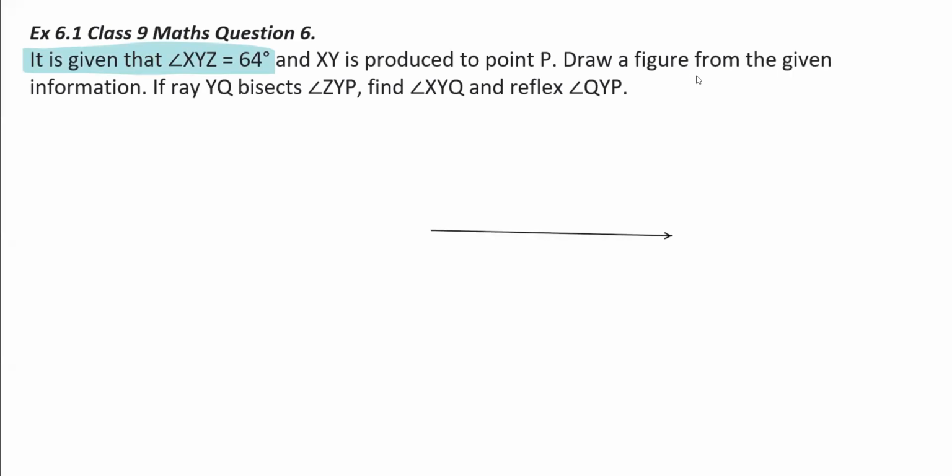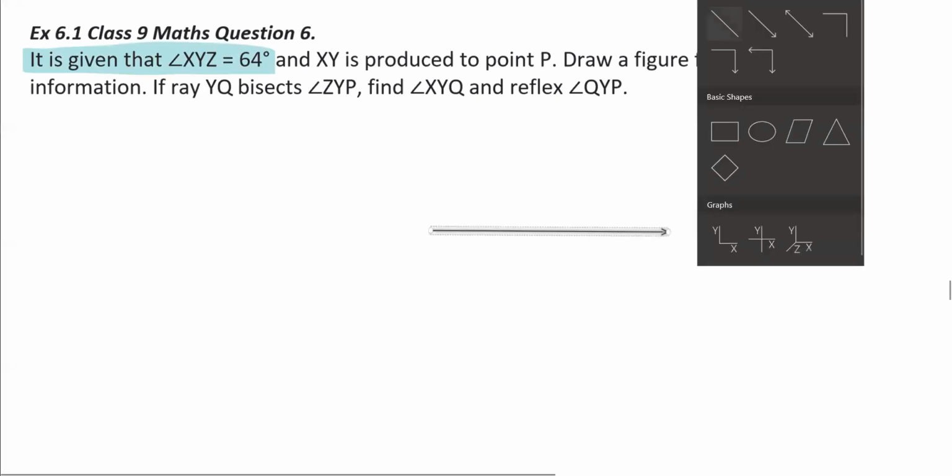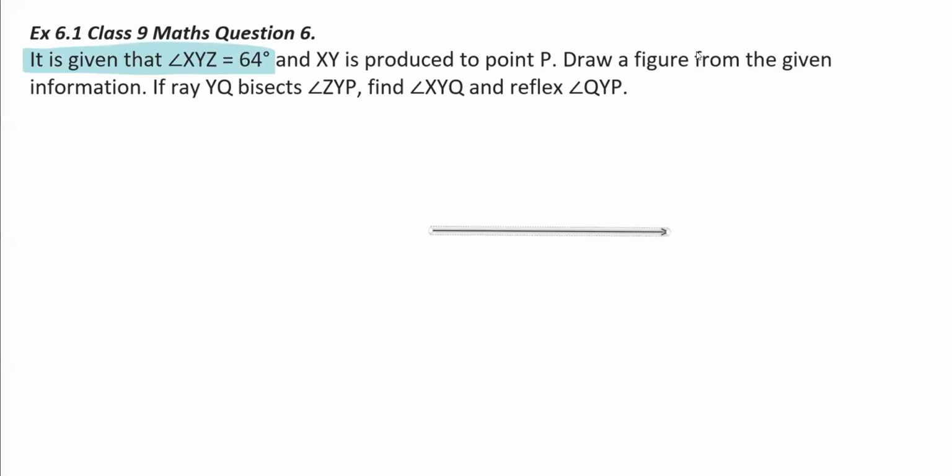You can make it any way. I'm making it like this, an angle of 64 degrees. It should look like 64, not exactly to scale, but closer to what 64 degrees appears like. It says X, then Y, and say this is Z, and this is given as 64 degrees.